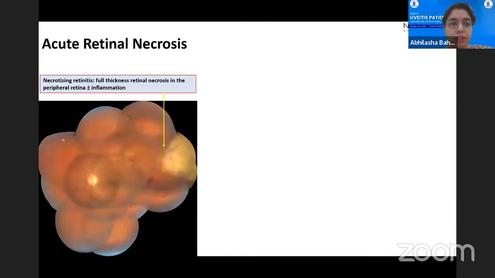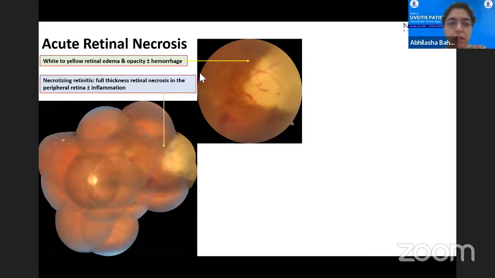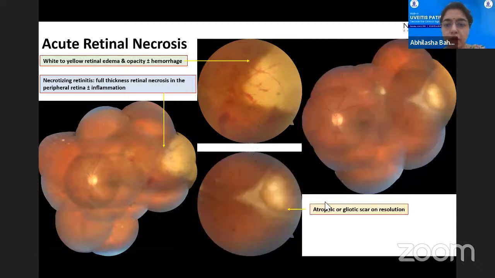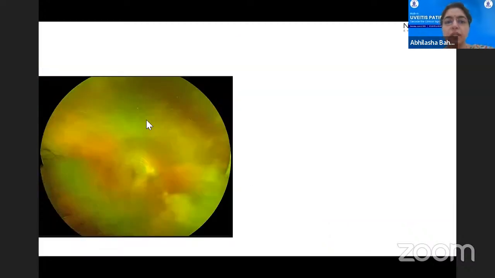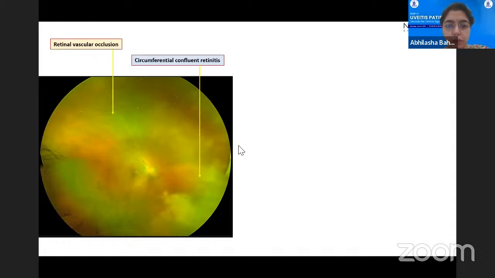Starting with acute retinal necrosis, it is a necrotizing retinitis characterized by full thickness retinal necrosis in the peripheral retina with or without inflammation. We see white to yellow retinal edema and opacity with or without hemorrhage, as seen in this picture. On healing, we see an atrophic or gliotic scar. This case did not have a lot of vitritis, but generally the vitritis is a little severe in ARN, just like in this case. Here you see circumferential confluent retinitis and retinal vascular occlusion.